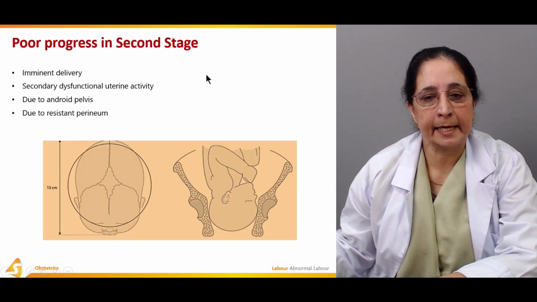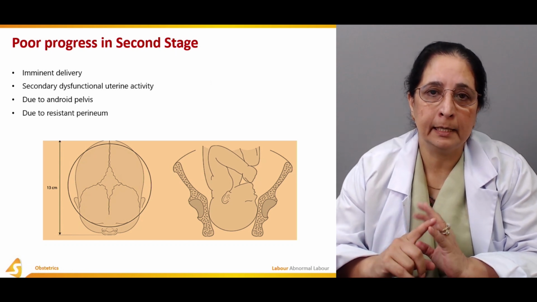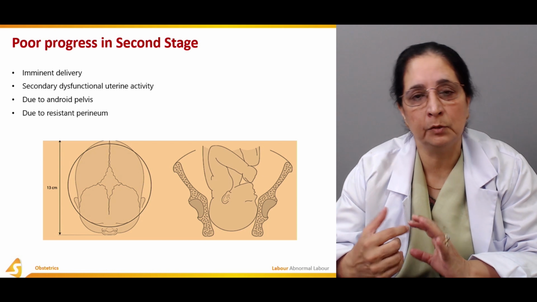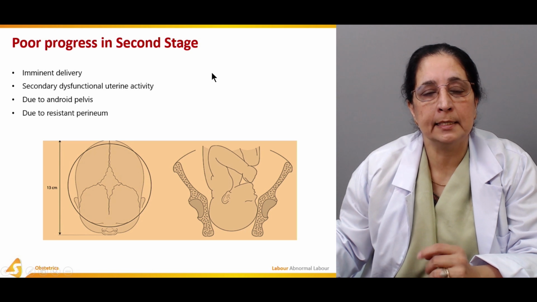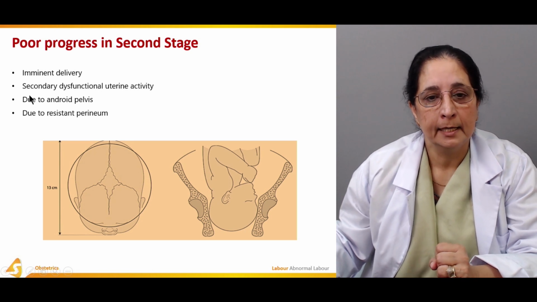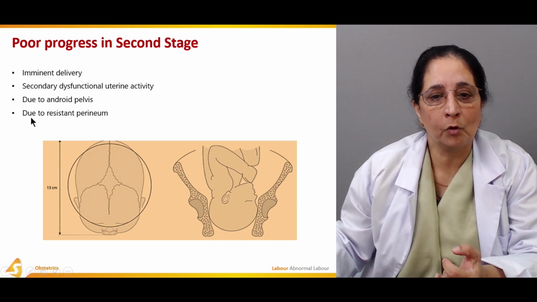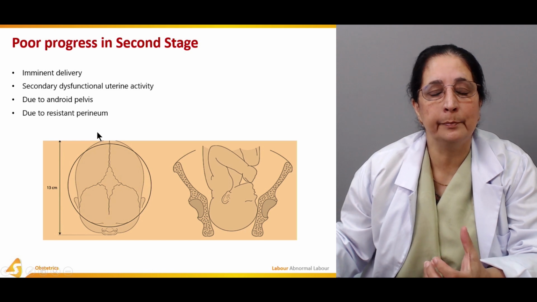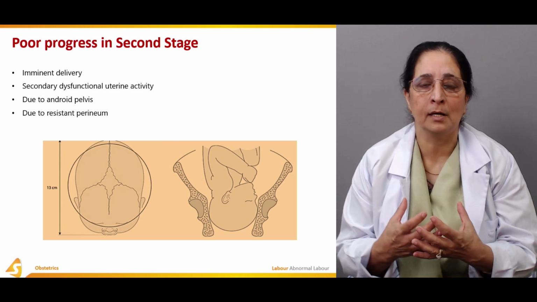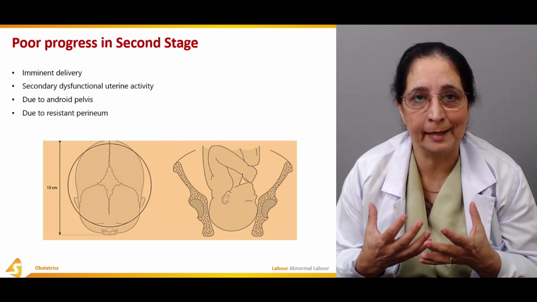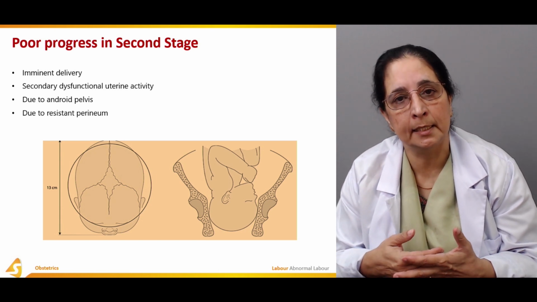Poor progress in the second stage. Again, the second stage of labor is from the complete dilation of the cervix to the delivery of the fetus. So poor progress in the second stage can be due to imminent delivery, secondary dysfunctional uterine activity, android pelvis, and resistant perineum. If the perineum is resistant, hard, and the muscles are not soft and relaxed, that can also lead to poor progress in the second stage of labor.